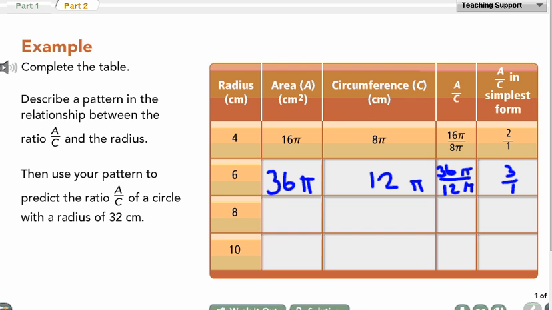Okay, so I did this one for us real quick, and we see that 6 squared is going to be 36, but 6 times 2 would be 12. 36 pi over 12 pi will simplify to 3 over 1. So let's try number 8 together.